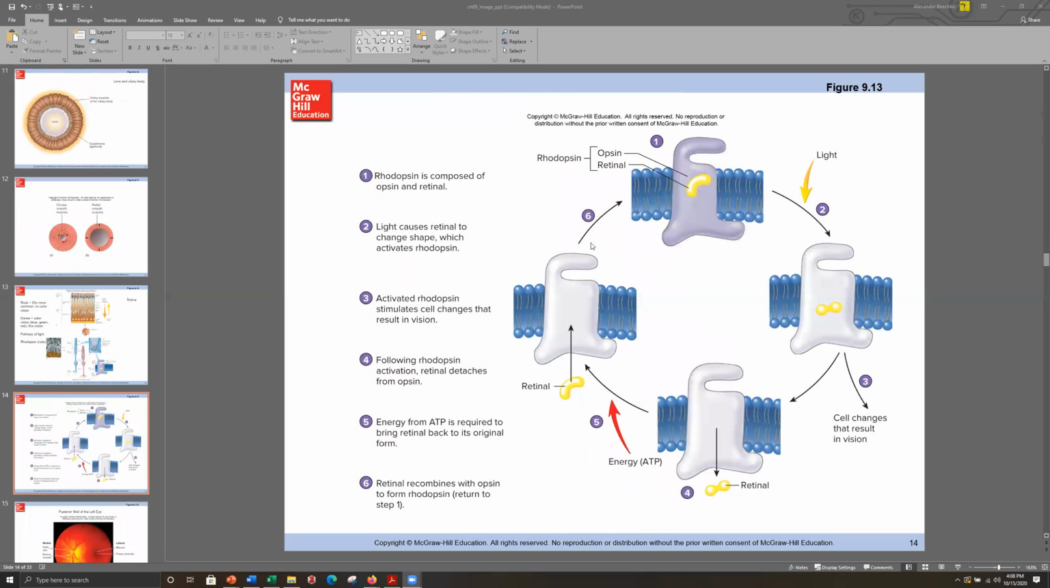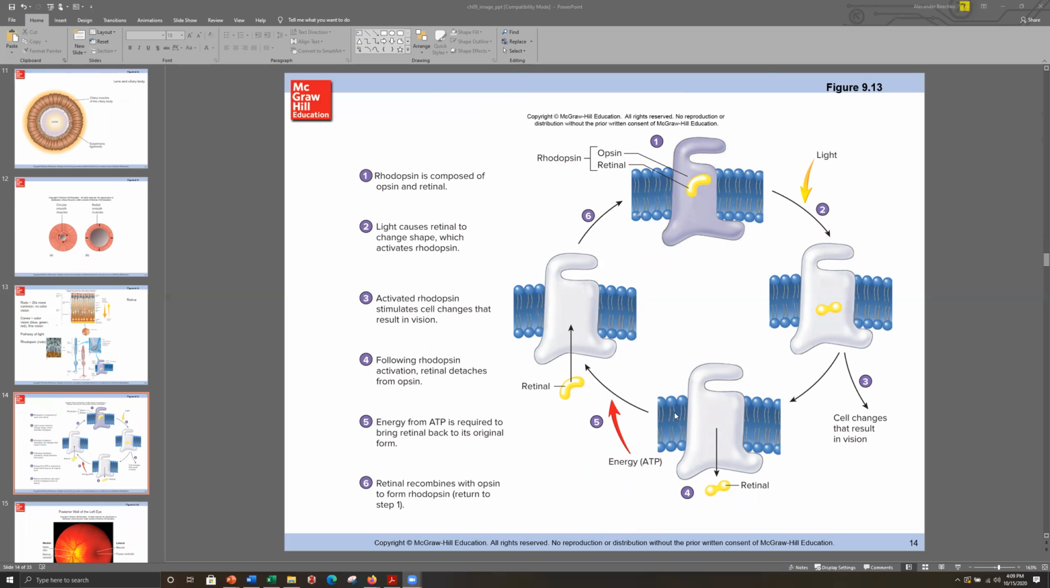So here we can see that process that I mentioned before with the dissociation of rhodopsin, of opsin and retinol, when they're exposed to light. And then when they are not exposed to light, these can be reabsorbed or resumed back into their original shape of rhodopsin with the inclusion of ATP.